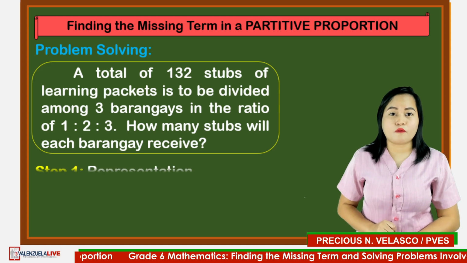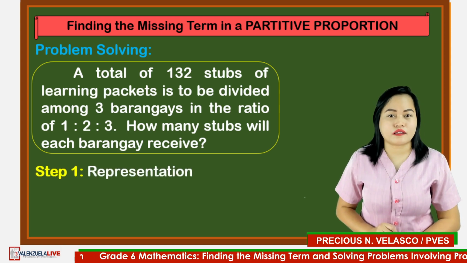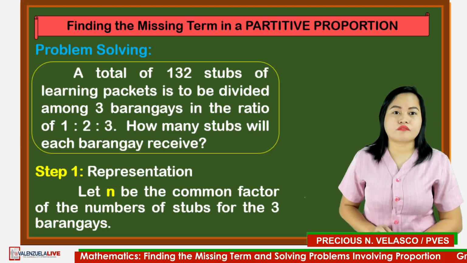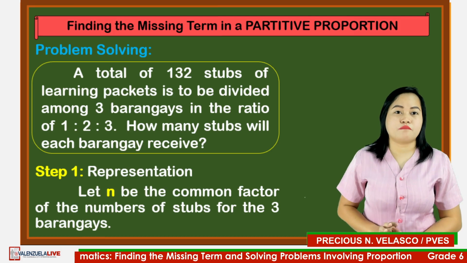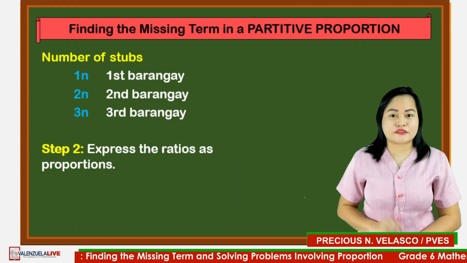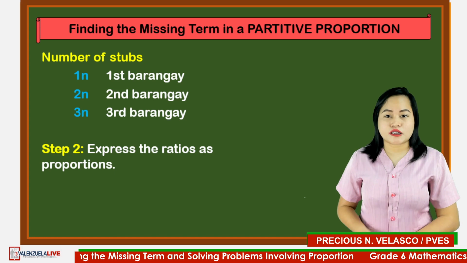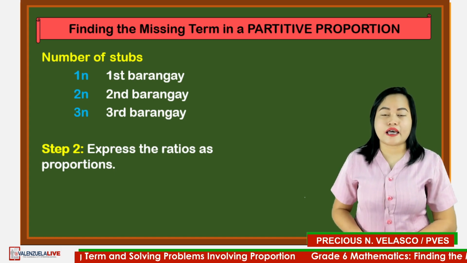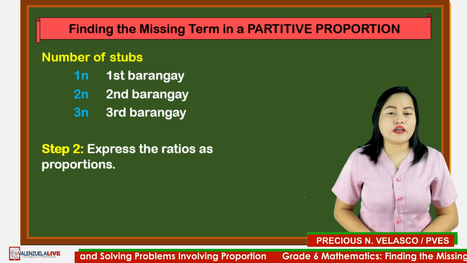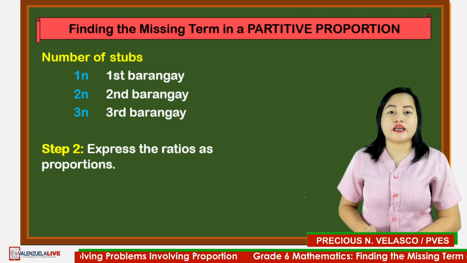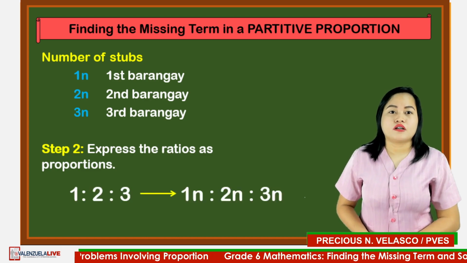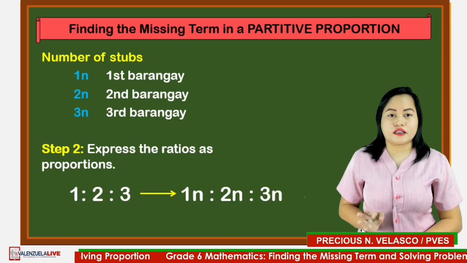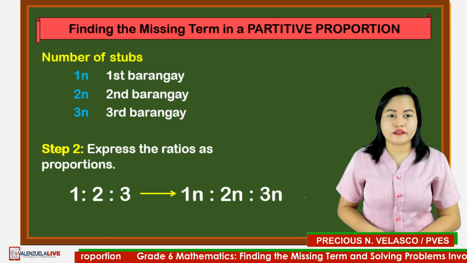So again, for step 1, we are going to use representation. Let n be the common factor for the stubs for the 3 barangays. So for the number of stubs, we have 1n for the first barangay, 2n for the second barangay, and 3n for the third barangay. For step 2, we are going to express the ratios as a proportion. So 1:2:3 is written as 1n is to 2n is to 3n.